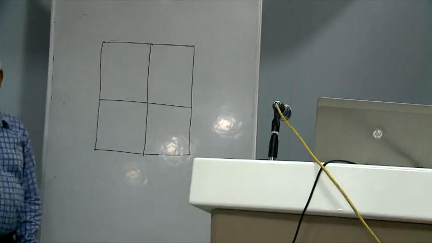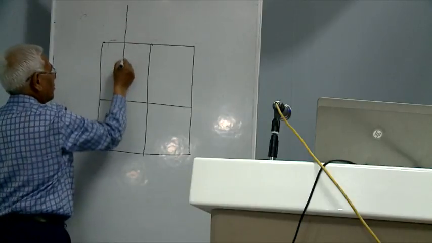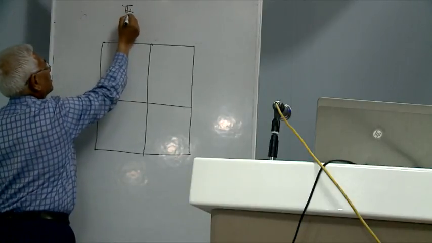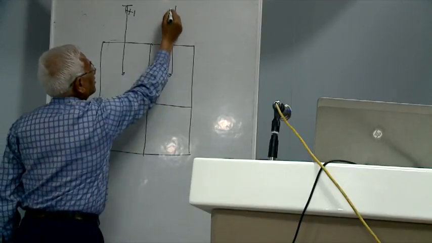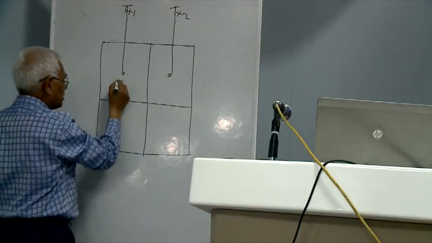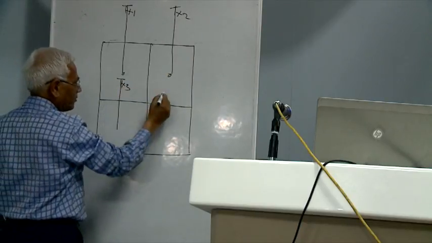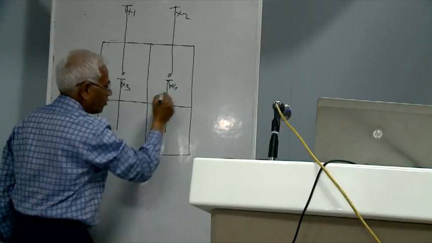So these are 4 rectangles. At the center of this is TX1. At the center of this one is TX2. At the center of this is TX3 and center of this is TX4.